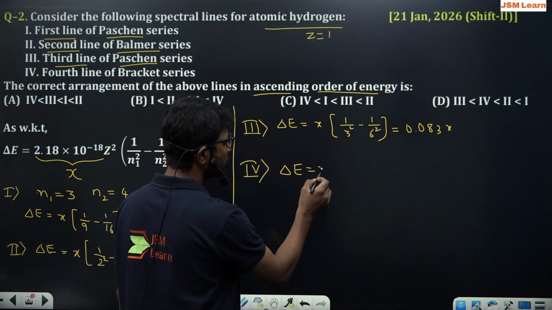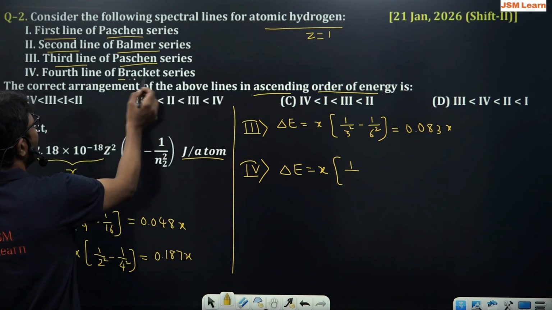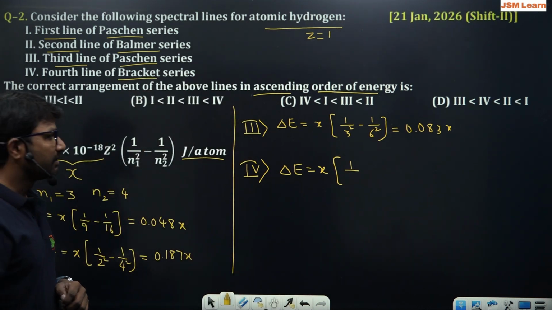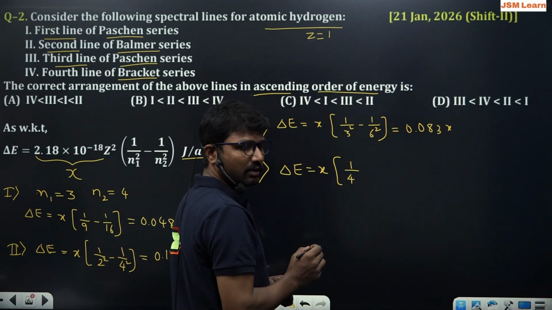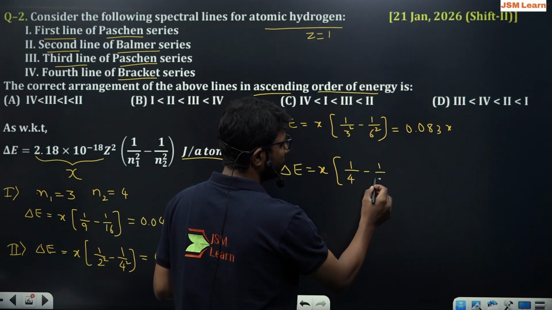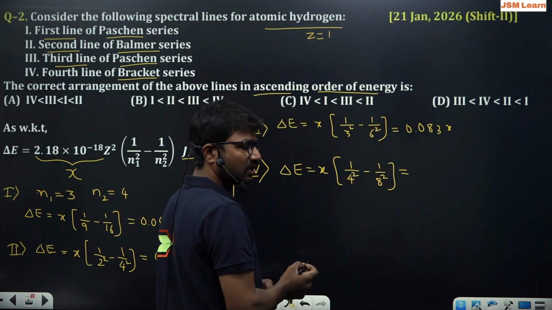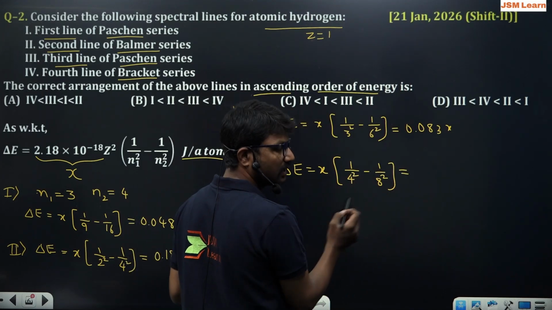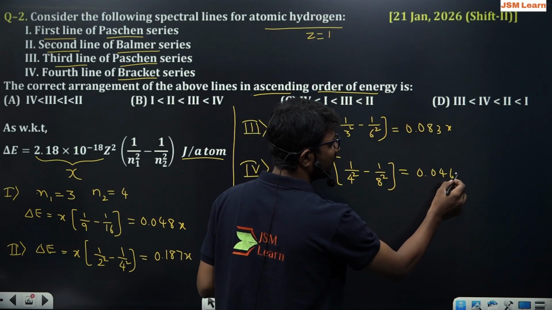Delta E is equal to x into 1 upon. Now the fourth line of Brackett series they have given here, 4. So fourth line in Brackett series means it is coming from 8th to 4. So 4 square, 8 square. On simplification of this, 1 upon 16 minus 1 upon 64, we get the value as 0.046 into x.